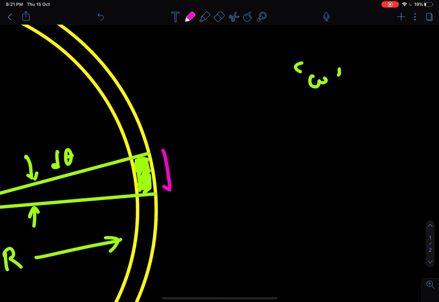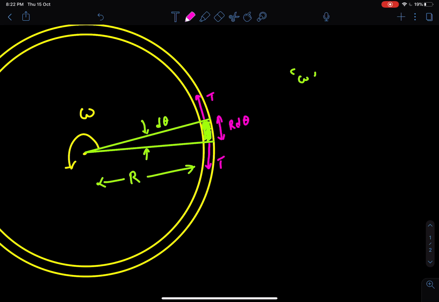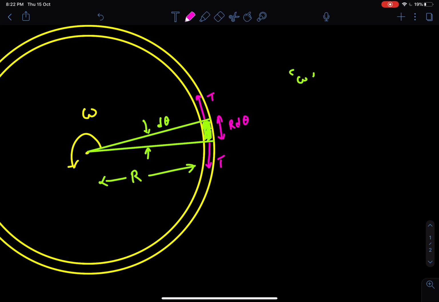This length is r d theta. Now this r d theta element which is under consideration is in contact with the remaining part of the rope. So this remaining part, one is on one side which will apply a tension force tangentially, and the other is on the other side which will also apply tension force T tangentially. Because of the symmetry condition, tension is same everywhere.